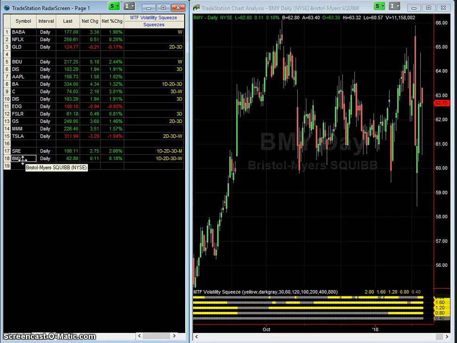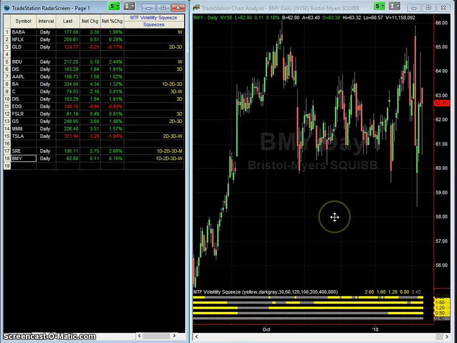Then Bristol Myers, you can see basically has a 1-day, 2-day, 3-day, and a weekly squeeze. And again, that corresponds to what we see in the chart over here. So you can see Bristol Myers has come up and then basically been in maybe a $5 range here from October to February. So we've been getting that volatility squeeze. So again, that'll be interesting to see what happens there.